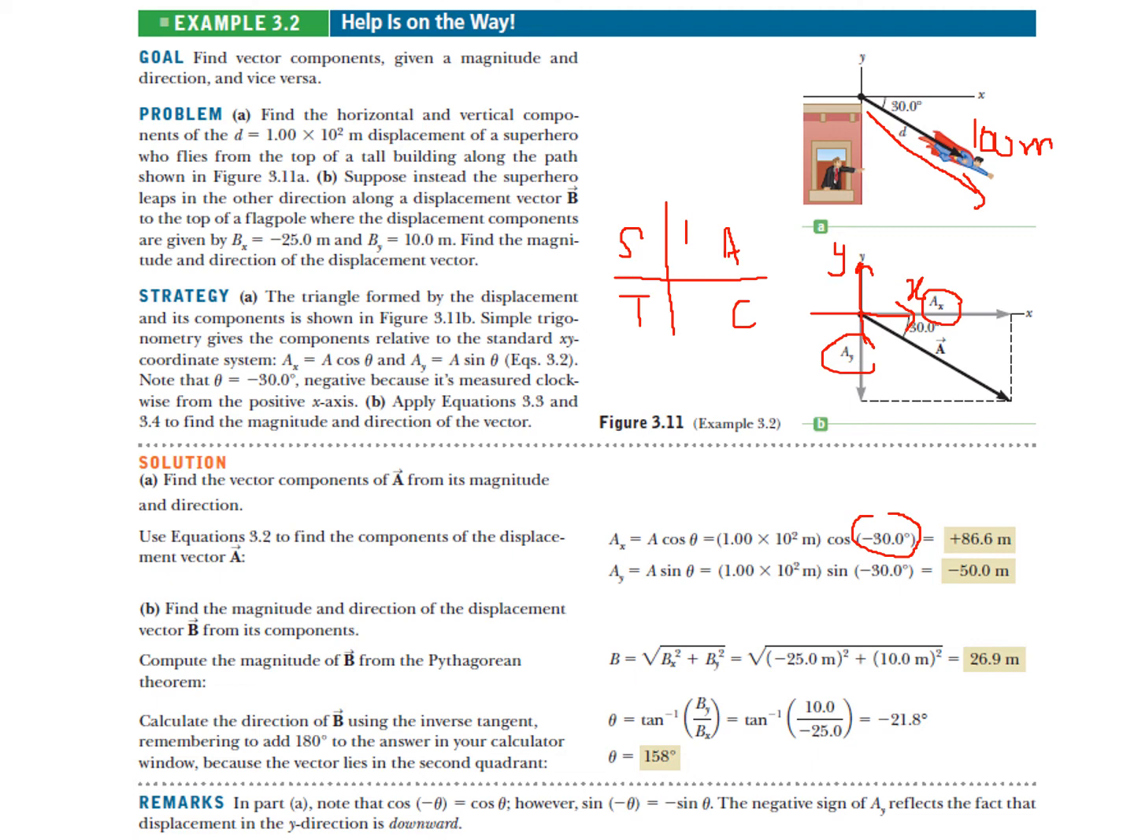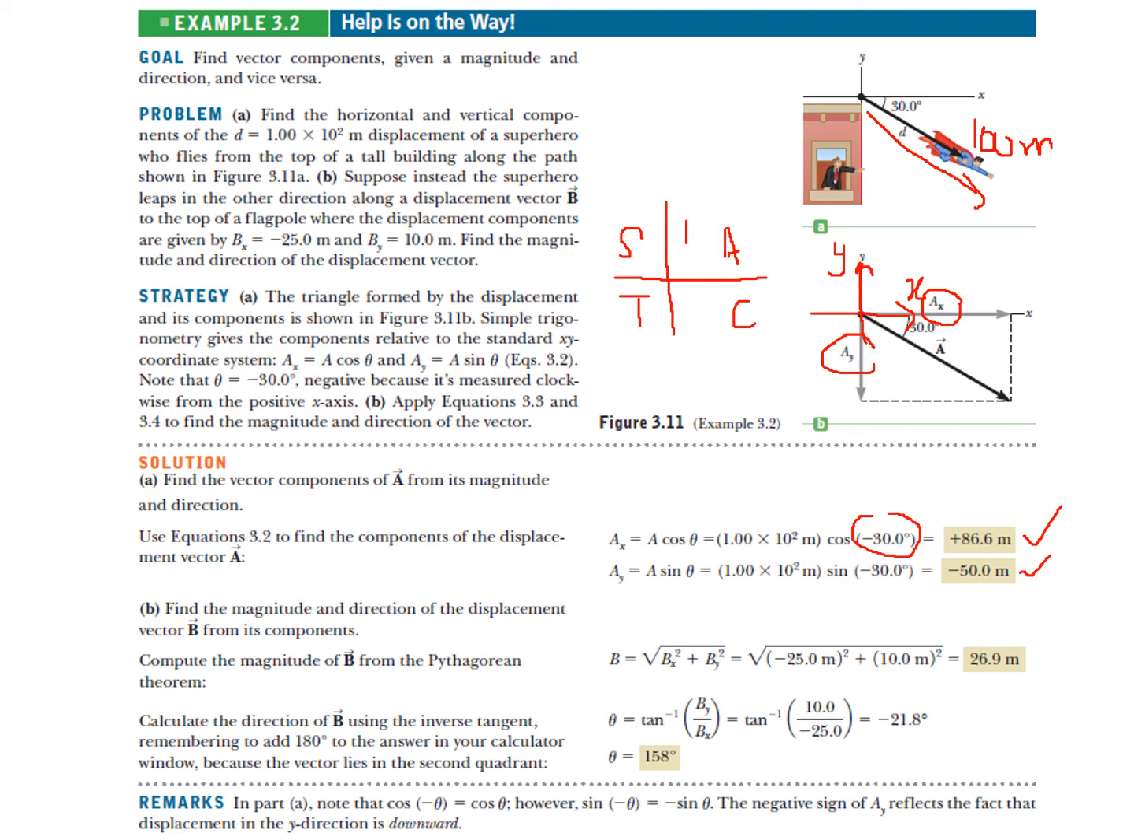But cos negative 30 is still positive, because we are using cos at this quadrant. You can punch your calculator and try it out together. How about delta AY, which is A sine theta, so 100 sine 30. You don't have to put the negative over here. You just know that in quadrant 4 sine will definitely give you negative, so you punch 100 sine 30 in your calculator and put the negative at the answer.